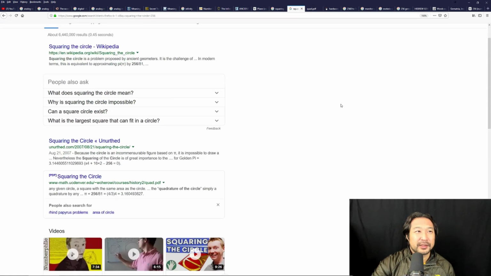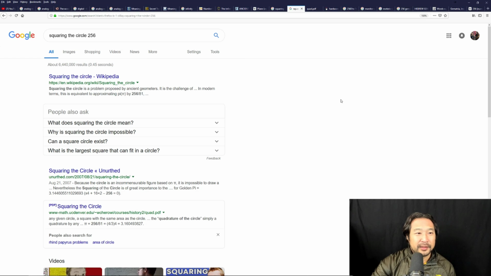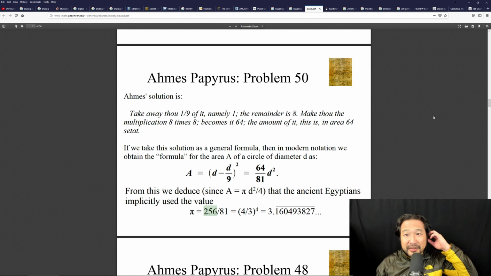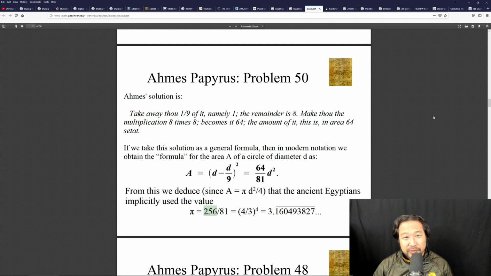So, squaring the circle, the importance of 256 got me to this equation, the Ahmes Papyrus problem 50. Ahmes' solution is: take away 1/9 of the diameter, namely 1. The remainder is 8. Make the multiplication 8 times 8, which becomes 64. My favorite computer of all time was the Commodore 64. The amount of it is an area of 64 setat. If we take this solution as a general formula, then in modern notation we obtain a formula for the area A of a circle of diameter d: 64/81 d squared.